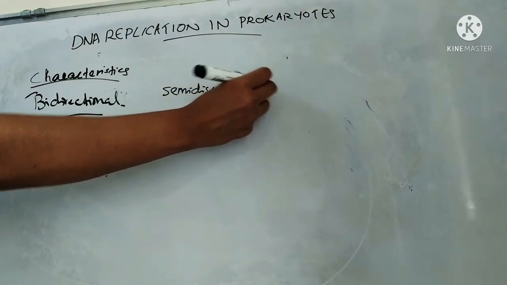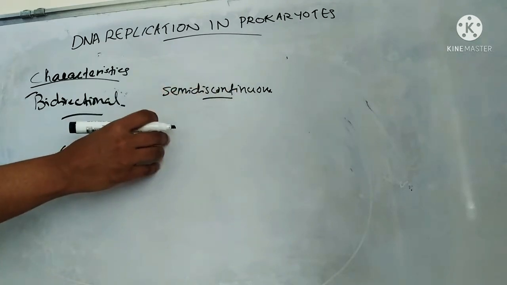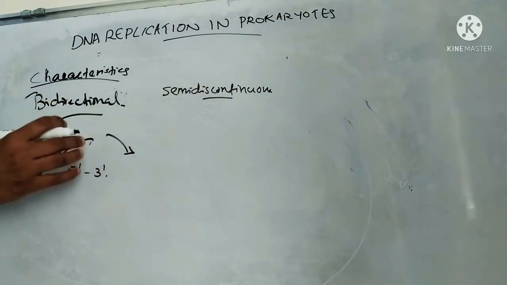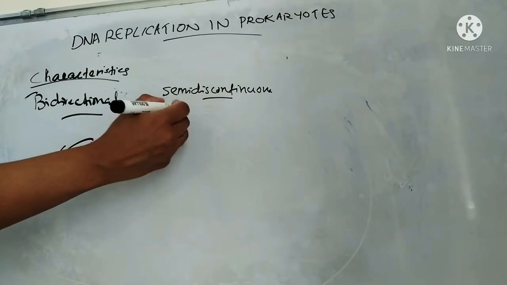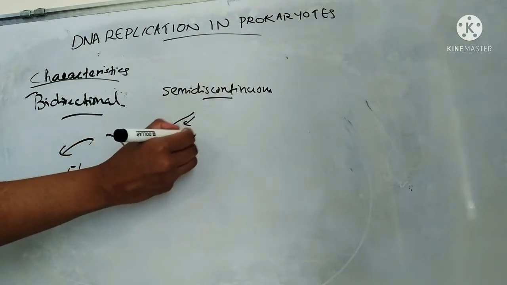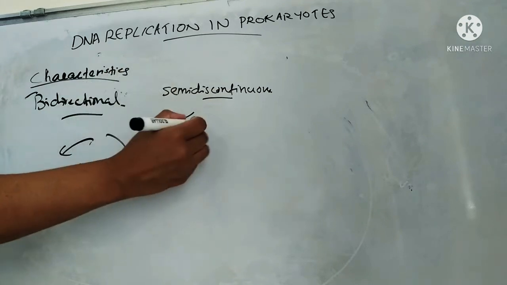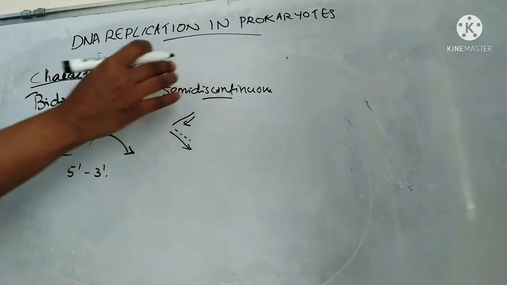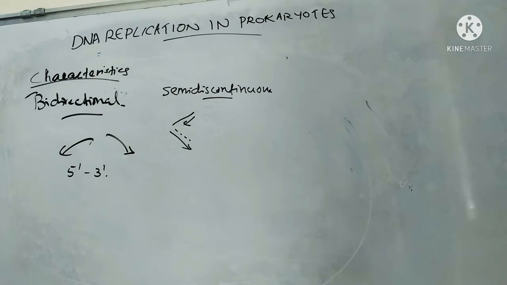The third one is that it is semi-discontinuous. That means replication occurs continuously on one strand and discontinuously on the other strand. That is called semi-discontinuous.